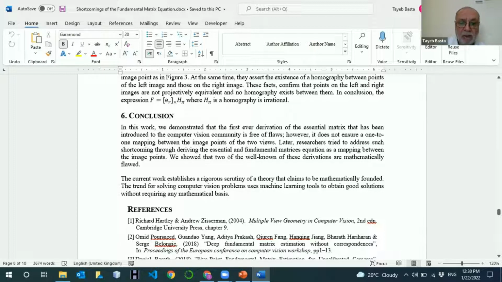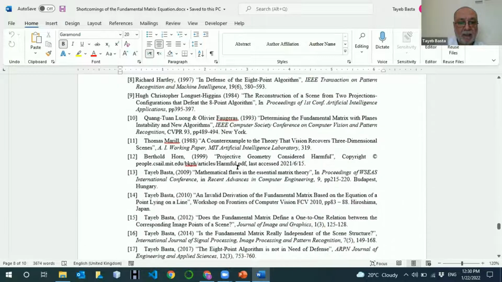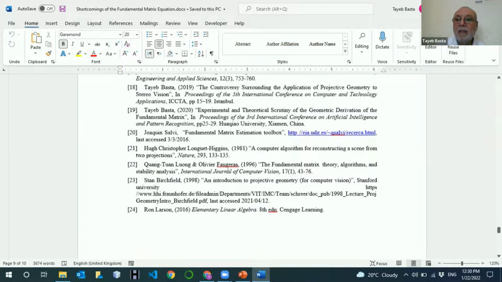So the current work establishes a rigorous scrutiny of a theory that claims to be mathematically founded, and the trend now for solving computer vision problems is to use machine learning tools to obtain good solutions, not optimal solutions, without requiring any mathematical basis. So this is the work, and these are the references, and thank you so much.